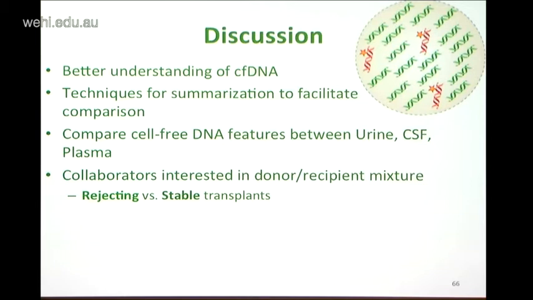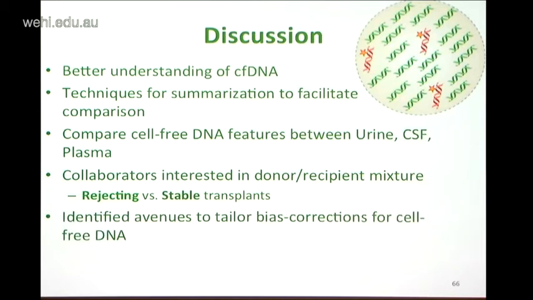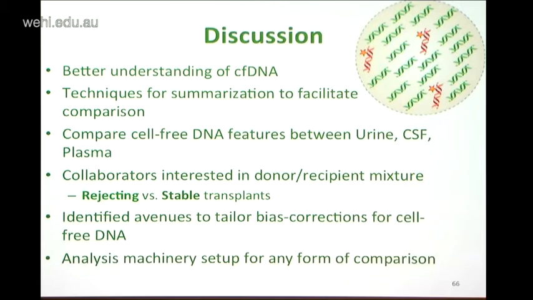And our collaborators are especially interested in the donor-recipient mixture, and they want to see whether the features that I've discussed before are different when someone who's had an organ transplant is rejecting the transplant as opposed to the transplant being stable in the body. And we've also identified how we can incorporate the cell-free DNA features into our bias corrections for the trisomy testing work. And we've got the analysis machinery set up so that we could do any form of comparison to distinguish any diseased and non-diseased state.